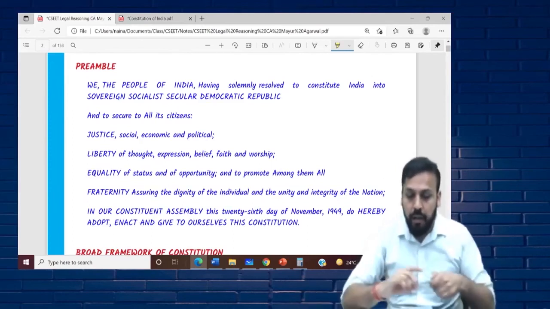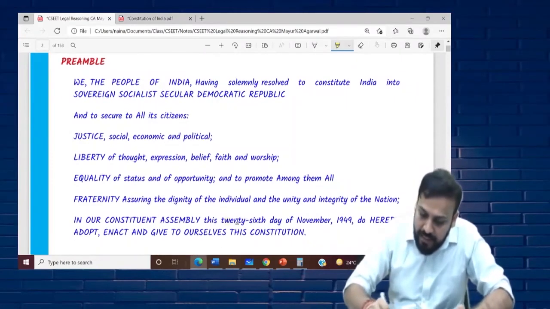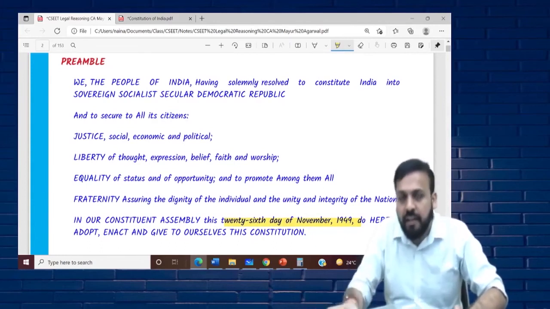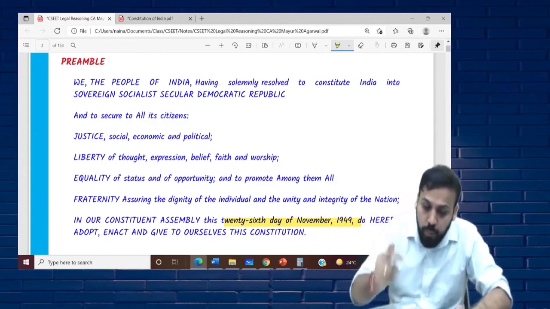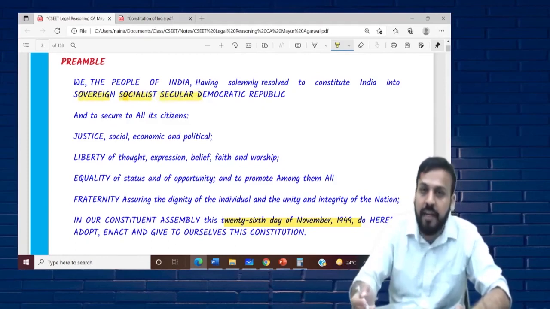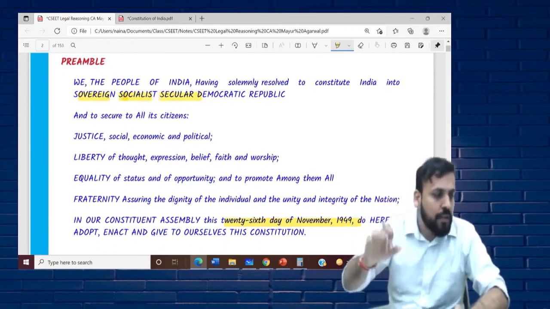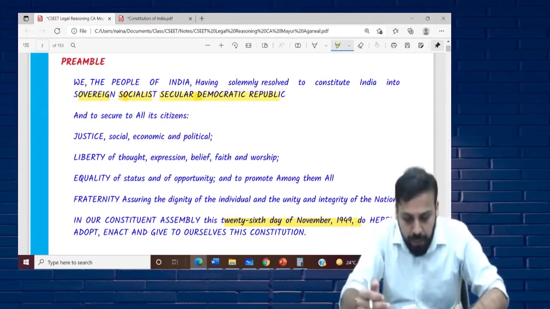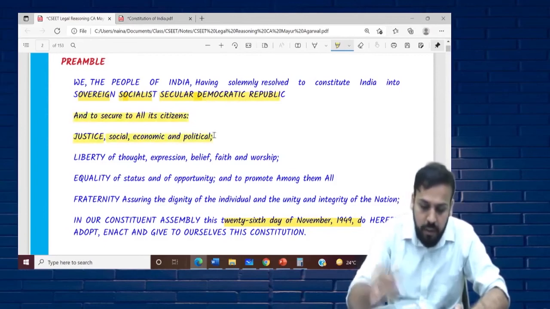See, what is the preamble? We all people come together and decide on 26th November 1949 that we resolve and make this constitution. We make this as superior, that is sovereign, socialist, for the people, secular, all religion is the head. We are not giving any particular religion as the official religion. We follow every religion. Democratic republic, for the people, appointed by the people, so that every citizen gets justice, social justice, economic justice, political justice.